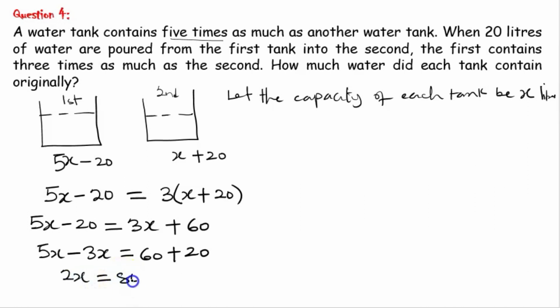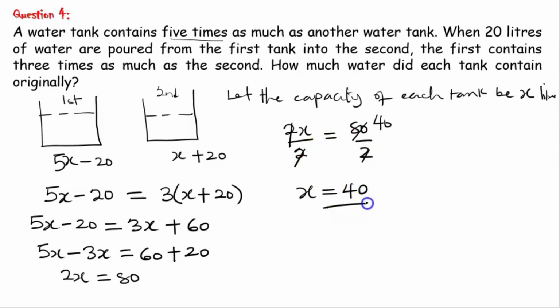equals 80. And of course, we are going to have both sides divided by 2, which is the coefficient of x. Okay, and this is going to give us 40. So we have x is equal to 40. All right, and this is what we have.